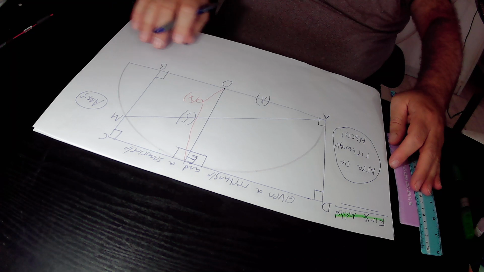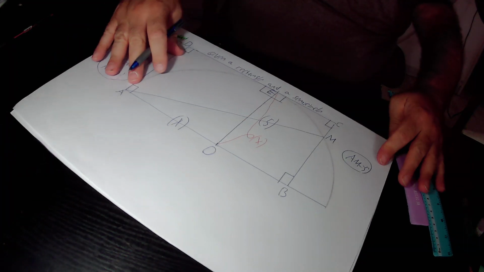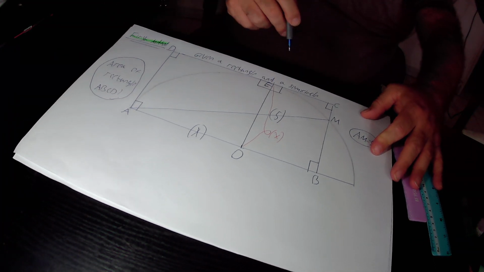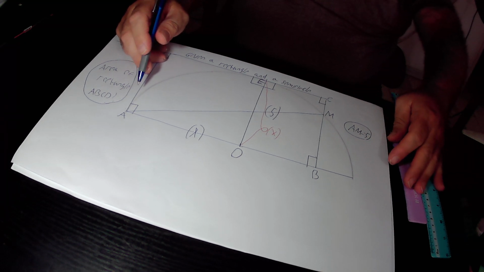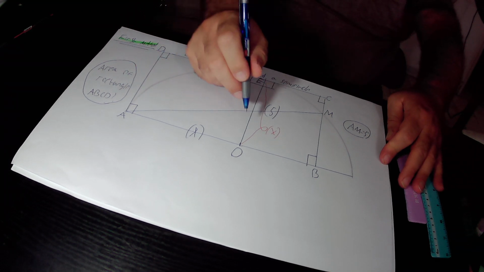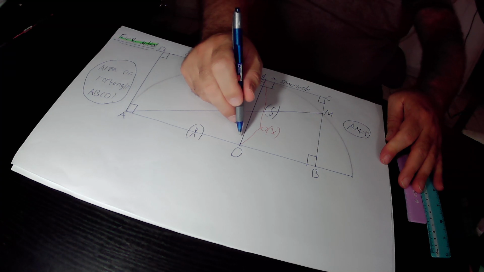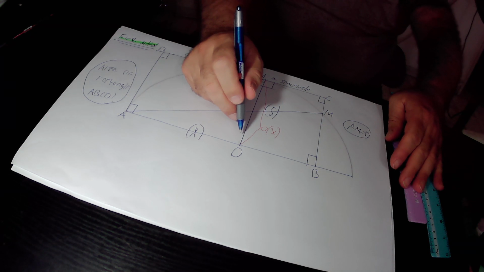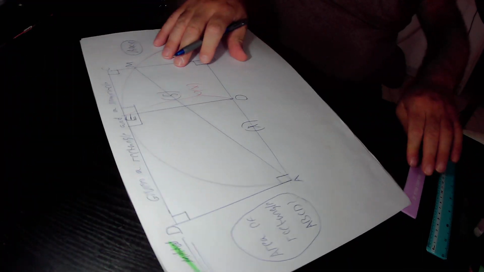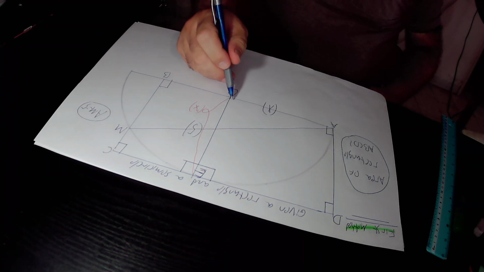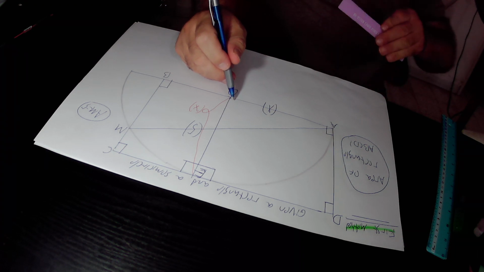By doing this construction, we get quadrilateral EDAO. Inside this quadrilateral EDAO, we have 1, 2, 3 right angles. The sum of 3 right angles is 270 degrees. So 270 degrees plus the size of this fourth angle must be equal to 360 degrees, according to the rule that the sum of the angles in any quadrilateral is equal to 360 degrees. Therefore this fourth angle must be equal to 90 degrees.